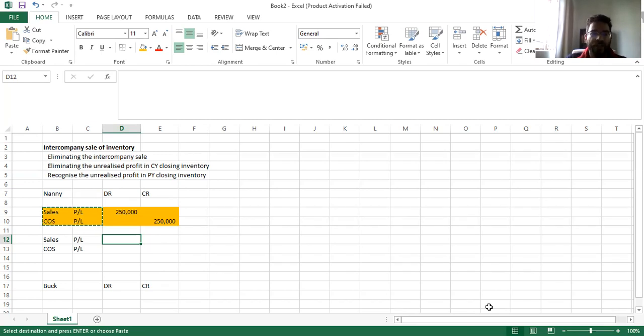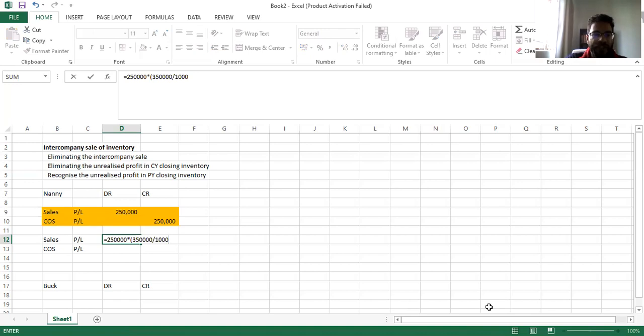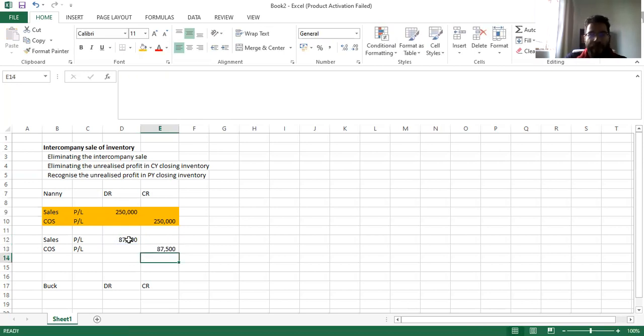So just take note. We'll still have 250, but we're going to multiply this by 35%. How do we get 35%? 350,000 is divided by 1 million shares. Okay, so we're not going to eliminate the full 250. We only eliminate 35% of the 250. Why? That is the intercompany component. Are we happy with that? Yes. Okay.